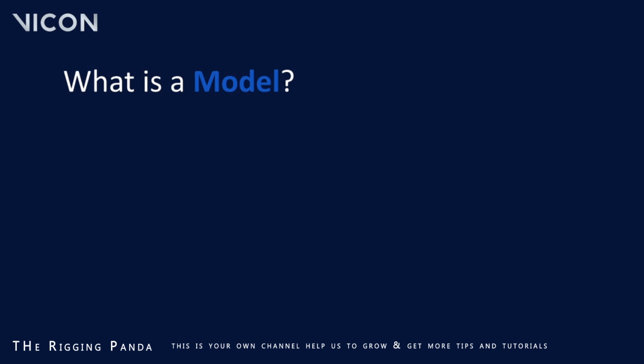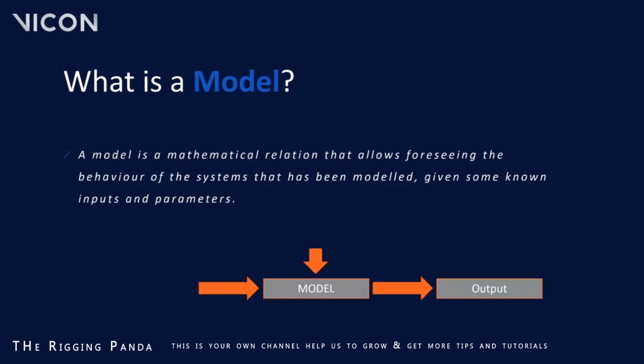Firstly, what is a model? A model is a mathematical relation that allows for seeing the behavior of the systems that has been modeled, given some known inputs and parameters.